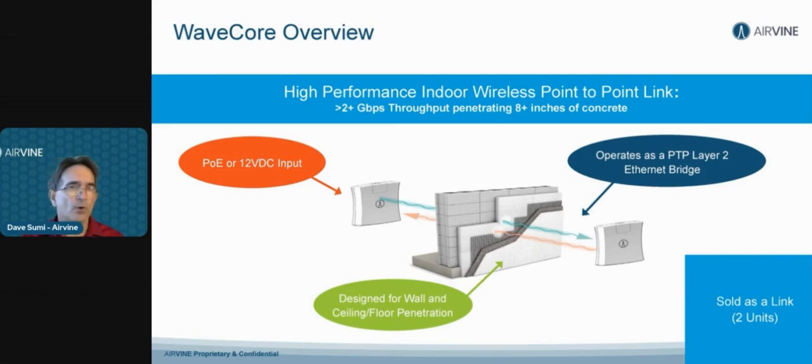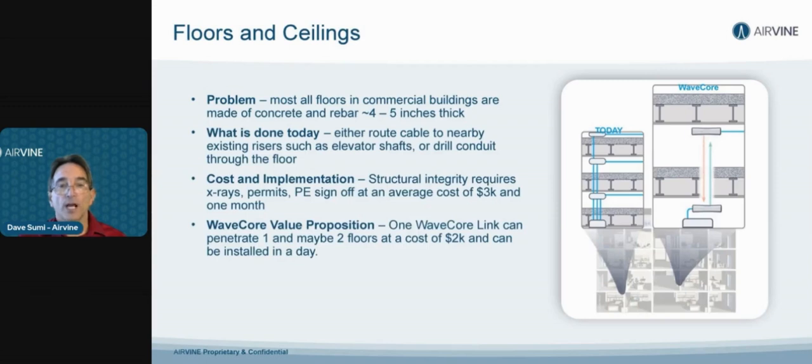And again, if you're looking for more information on the WaveCore, we have our WaveCore webinar where we launched the product. We have presentations that our sales team can take you through. And we also have Airvine University classes, set chapters that you can do to get more detail on this product. But for now, just remember, this is a very high performance product, up to 10 gigabits per second if there are no walls, that goes point to point. They're sold as a pair. You put one on one side of the wall, you put one on the other side of the wall, and away you go.